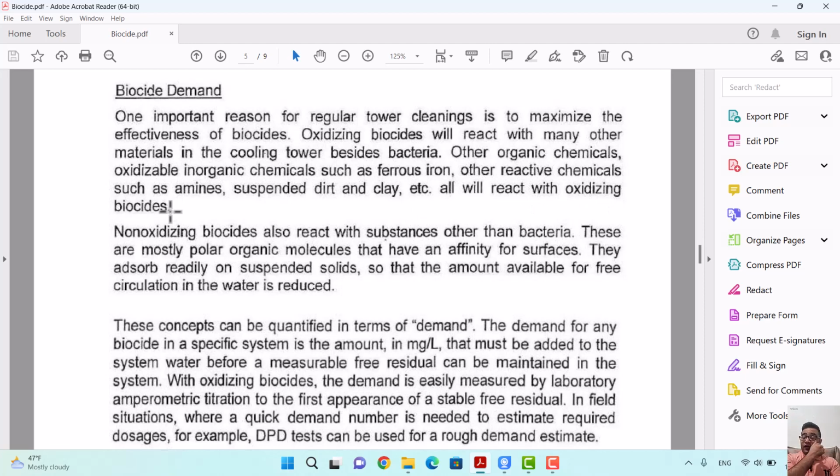So, some oxidizing biocides such as calcium hypochlorite react with anything that is in their way. It can be dirt, it can be clay, it can be bacteria, it can be amines. They react with anything that they find in their way. Non-oxidizing biocides also react with substances other than bacteria. These are mostly polar organic molecules that have an affinity for surfaces. They absorb readily on suspended solids so that the amount available for free circulation in the water is reduced.